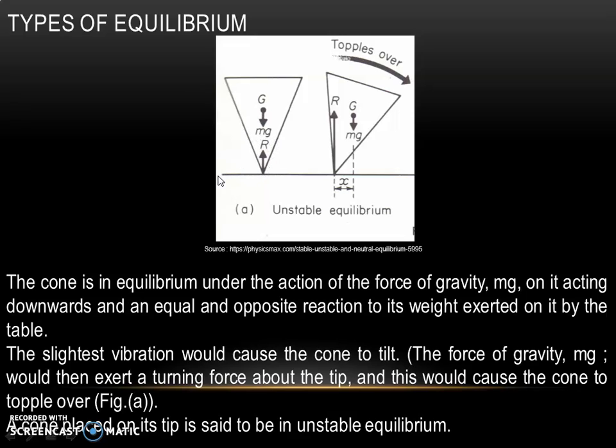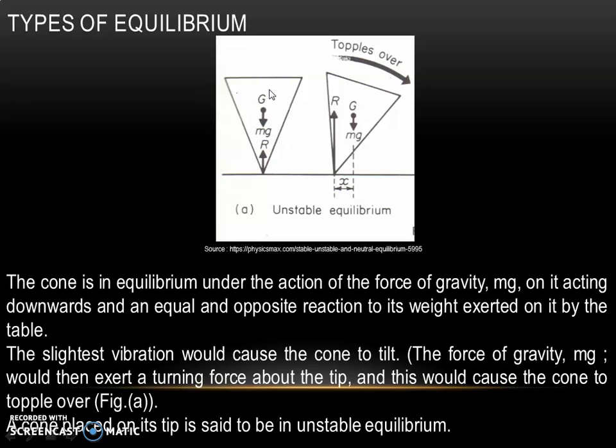Since this cone is resting on a plane surface, maybe a table, the reaction will be offered by the table on the cone. Hence, R represents the reaction. This cone is in equilibrium under the action of the force of gravity, that is mg, which is acting in the downward direction, and an equal and opposite reaction R to the weight exerted on it by the table.